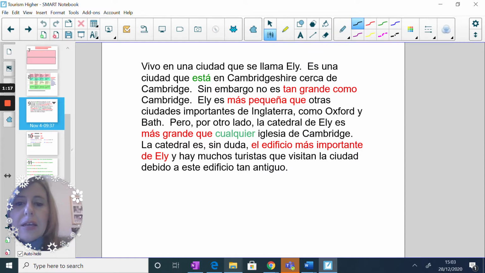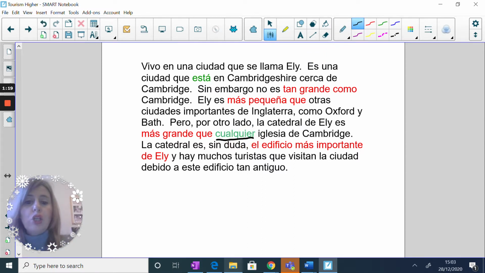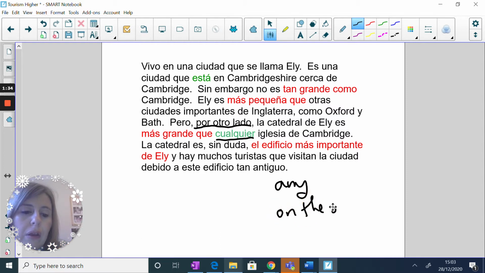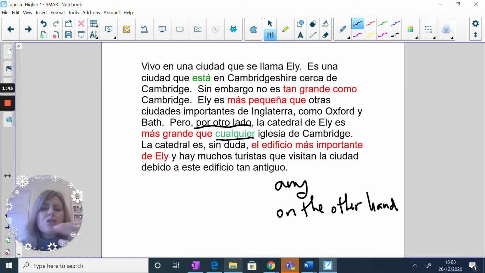Okay, cualquier, very good word, significa any, that's what cualquier means. Y por otro lado, it's a great linking word that you need to know and have in your book and learn. Significa on the other hand. Okay, so those two are quite important. So let's see what you can do. So press pause and see if you can translate that for me.